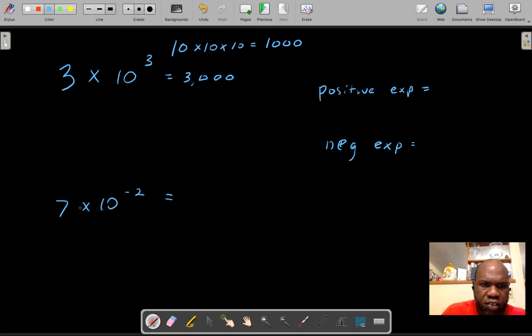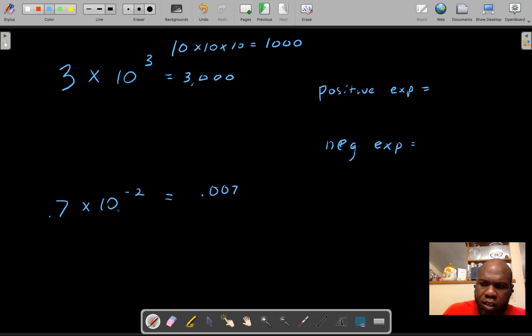We have basically 7 times 10 to the negative 2. So we said negative 2 is going to make the value smaller. So if we make a point in front of the 7, we're going to add 2 zeros. So again, we're going to move the value 2 zeros to the left. So it would be 0.007, with the point right here, and that would be the value of it.